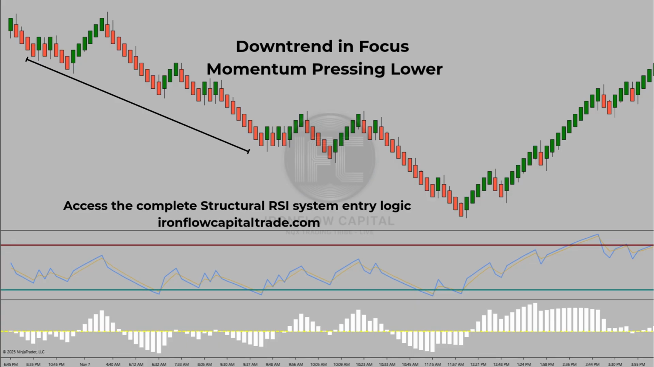The important point is that this phase is about uniformity. Price moves lower and momentum confirms the strength of that move. There is no signal logic here. You are simply observing how strong legs carry energy and how the momentum waves reflect that pressure across time.